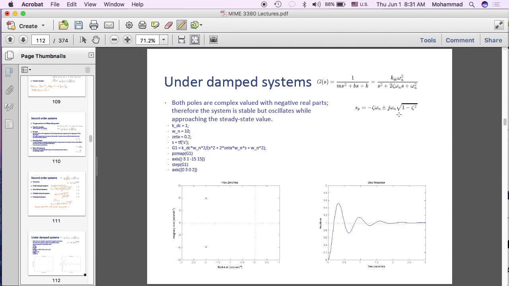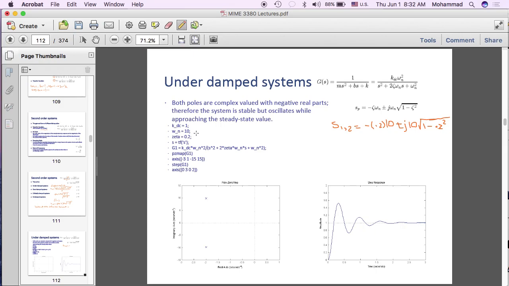What does a complex conjugate number mean? So imagine that our omega n is 10. If omega n is 10 and zeta is 0.2, s1 and s2 will become what? So minus 0.2 times 10 plus minus j times 10 times the square root of 1 minus 0.2 squared. So we are dealing with a specific case where zeta is 0.2, and omega n is 10.